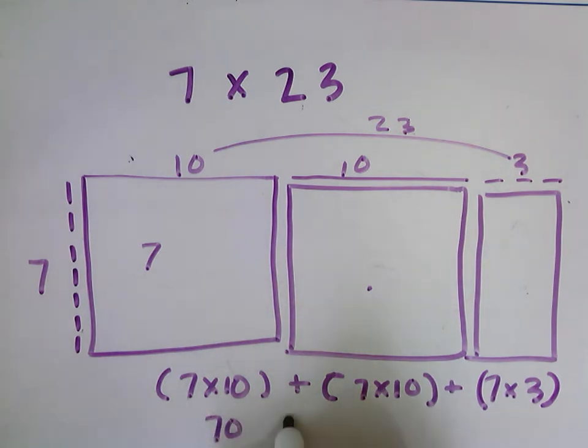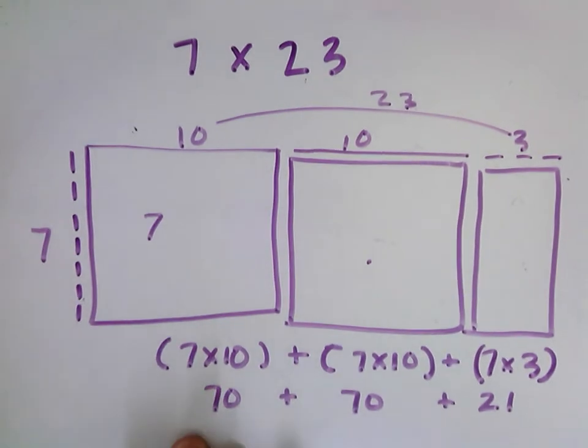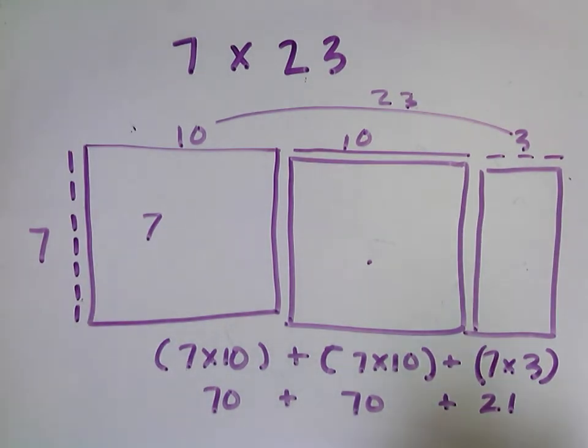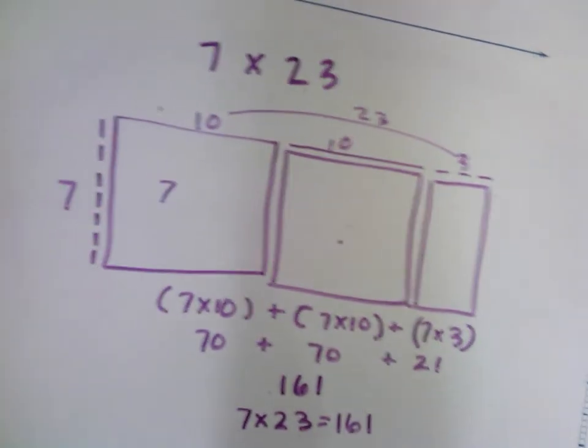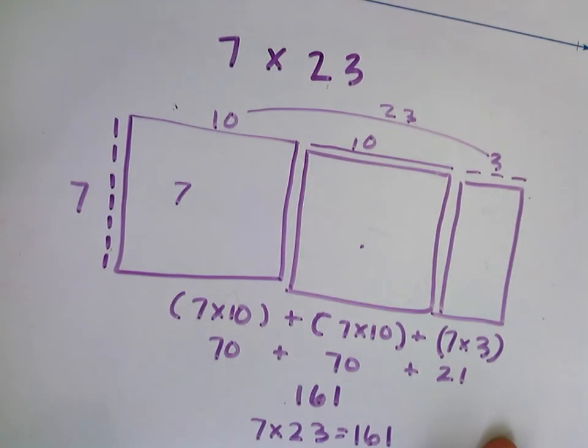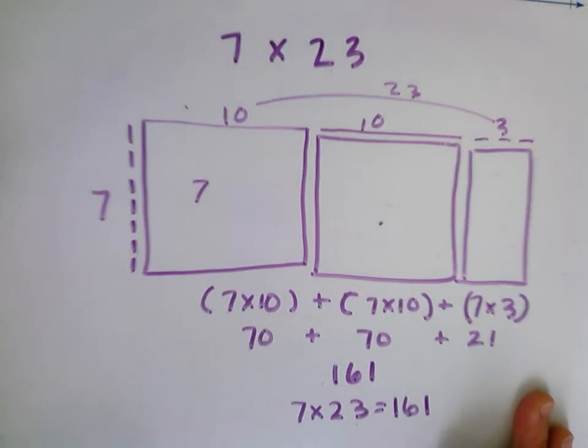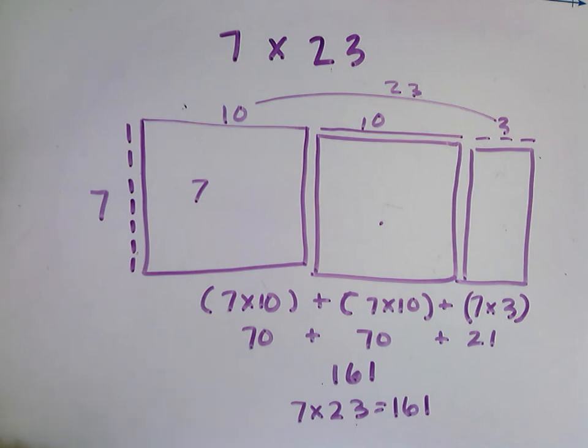I got 70 plus 70 plus 21. When I add those together, 70 and 70 is 140. 40 plus 21 more would give me 161. So 7 times 23 equals 161. There we go. That's even better. 7 times 23 equals 161.